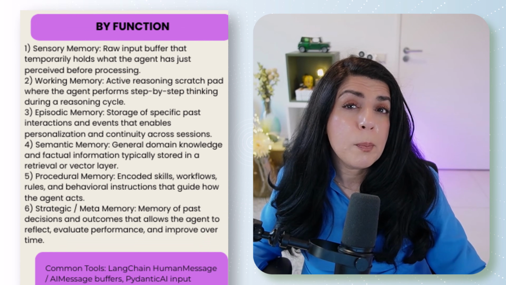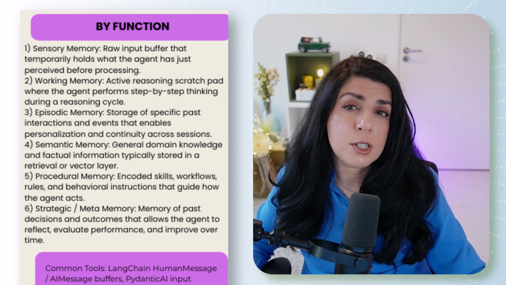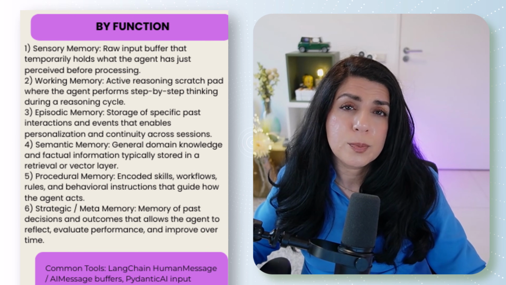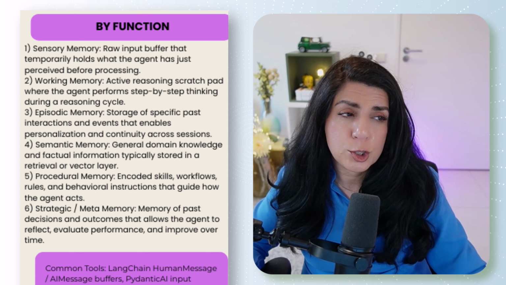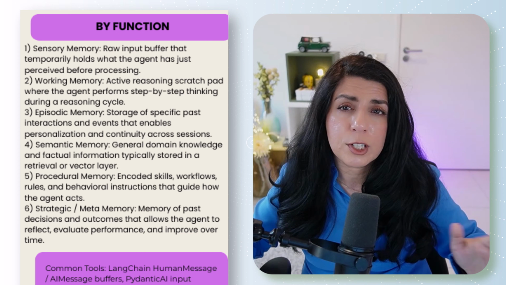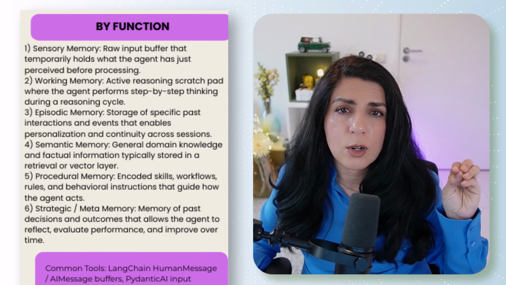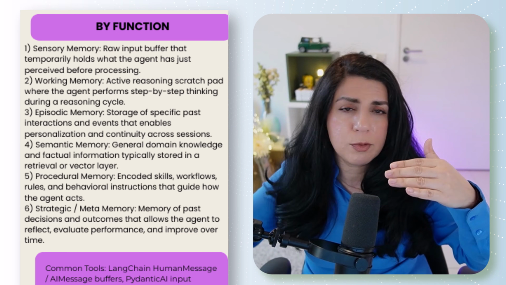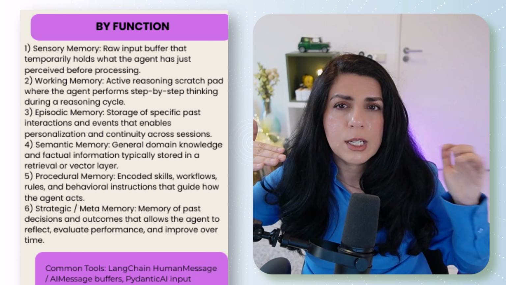We can also have memory by function. First, sensory memory, the raw input buffer: what the agent just perceived, holding immediate context before processing. An example is a raw X-ray image just before it goes to a hospital radiologist agent.